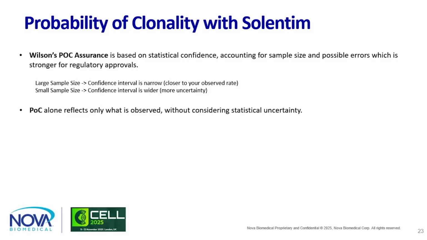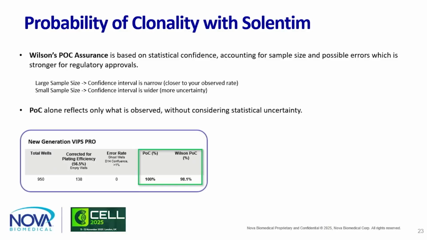whereas with a smaller sample size, there is more uncertainty because it's just not representative enough. When it comes to probability of clonality, it actually doesn't take this into account. It only takes into account exactly what you've observed. So when it comes to the Wilson's probability of clonality assurance on the VIPS Pro, we achieved 98.1%, which is good, but it can be improved.